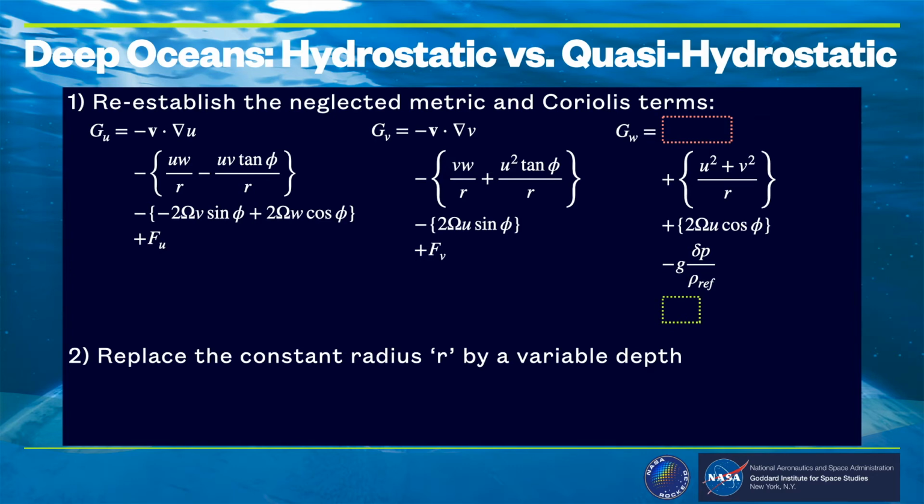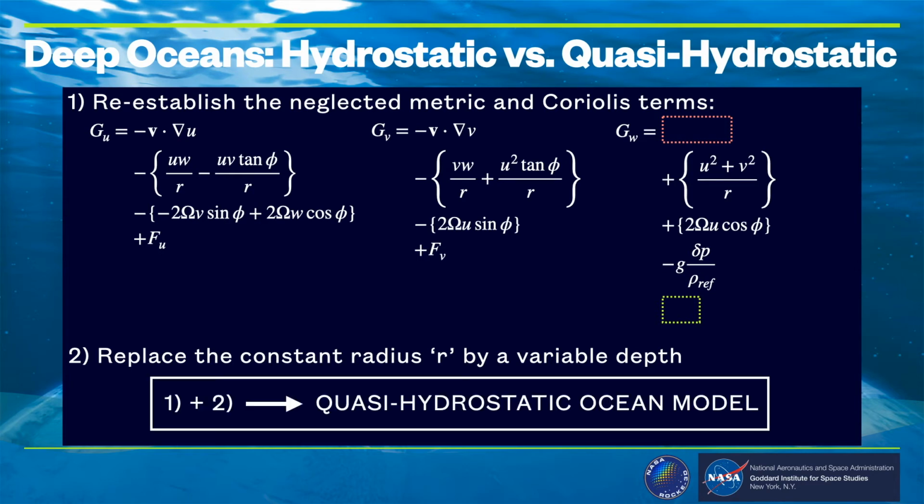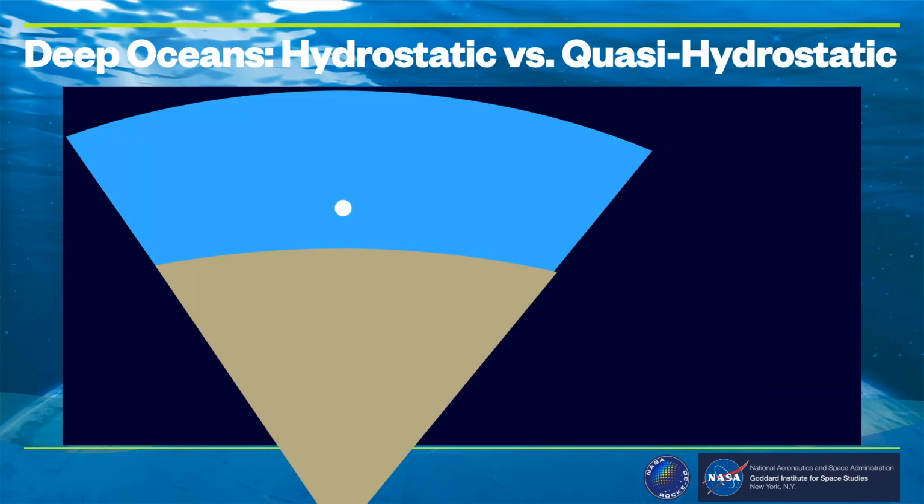And we land on an intermediary form of the equations of motion that we call the quasi-hydrostatic equations. That is physically more realistic for a 100-kilometer deep ocean than the purely hydrostatic form, but not as computationally expensive as the full non-hydrostatic ocean model.